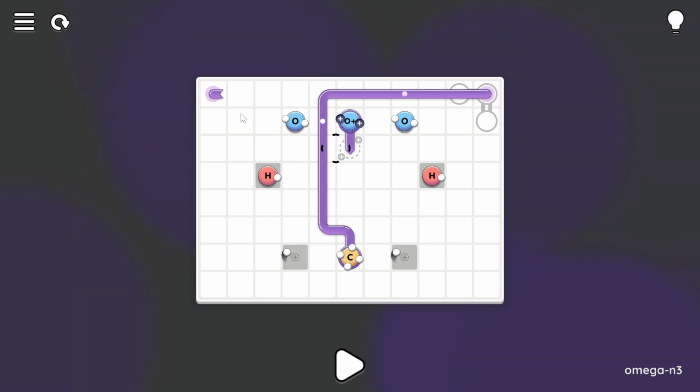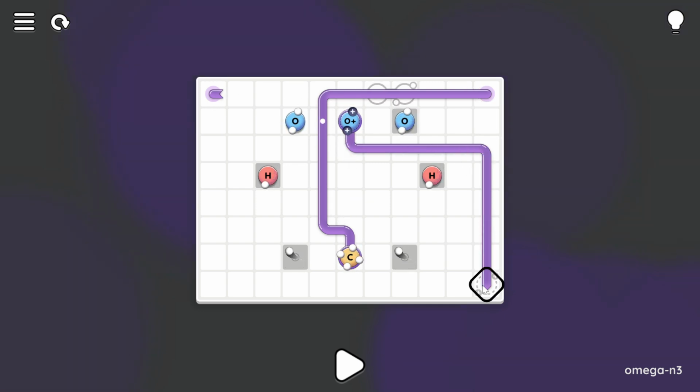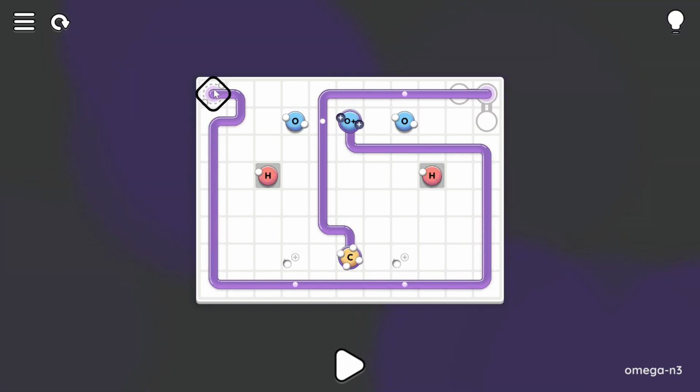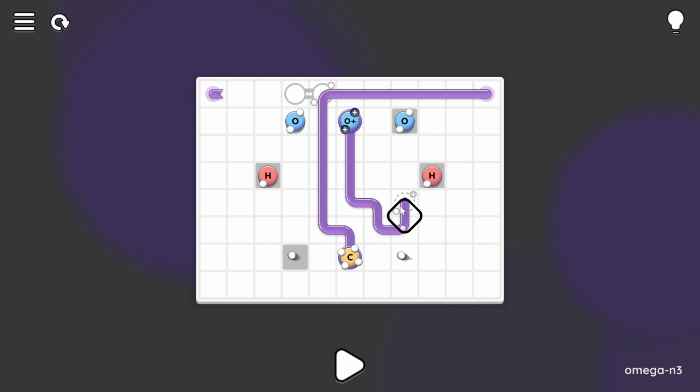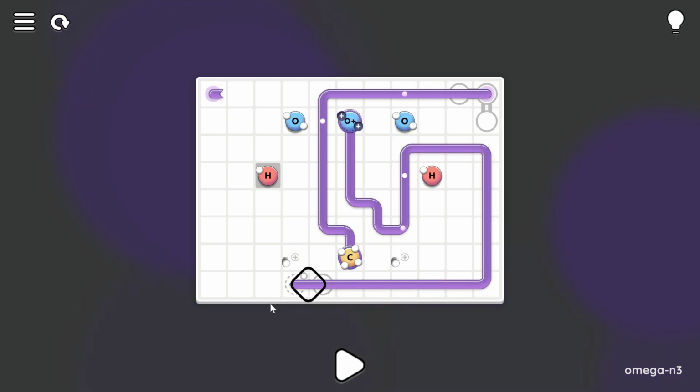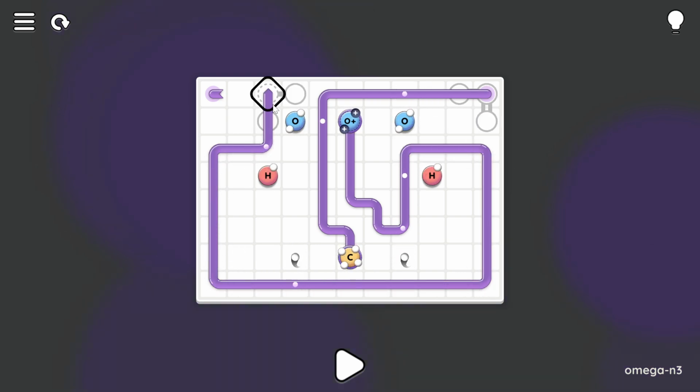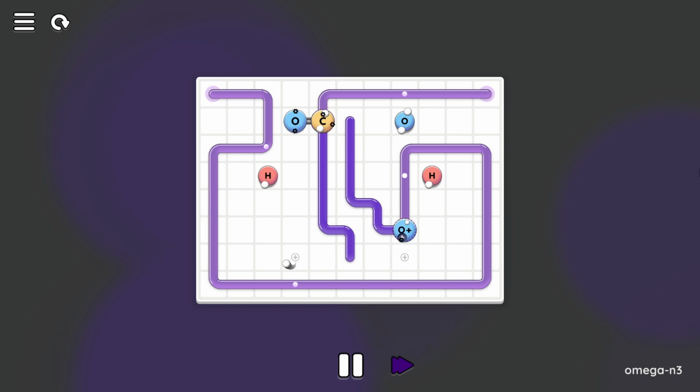I do have to note that it looks like at the end of this, nothing can be on the top and on the left of the oxygen there, so something like this would work. Yeah, I think this works. Alright, not that challenging.